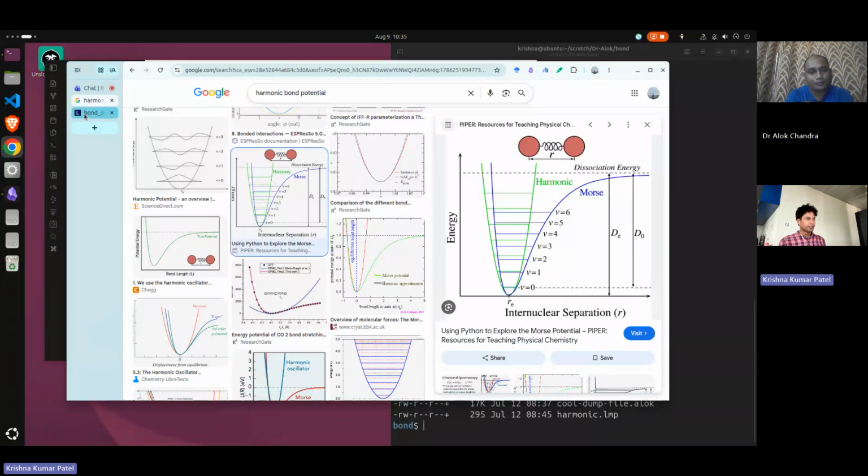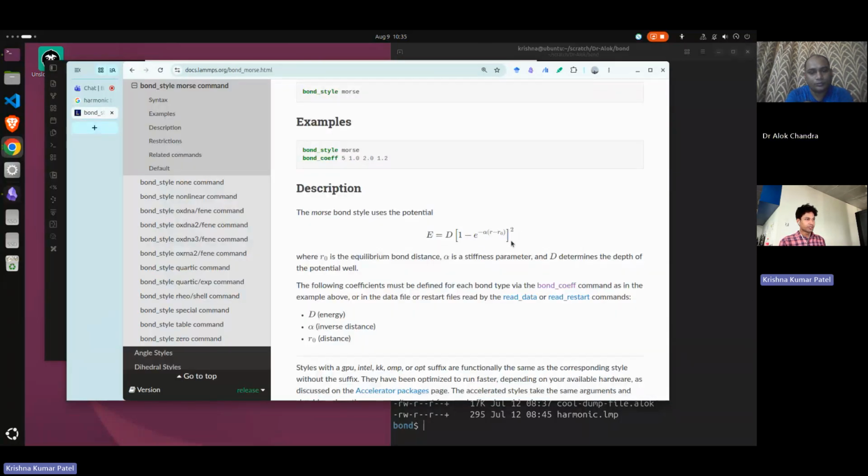Morse potential, yeah. If you look at the expression, it's a little more expensive to calculate. You have more parameters to evaluate, and it's not a straightforward R minus R naught squared multiplied by K over 2. This expression takes more compute time to evaluate. So if your property of interest can be modeled by a simple harmonic expression, go with that.